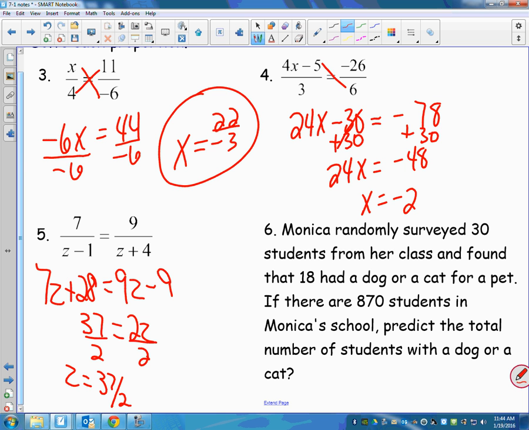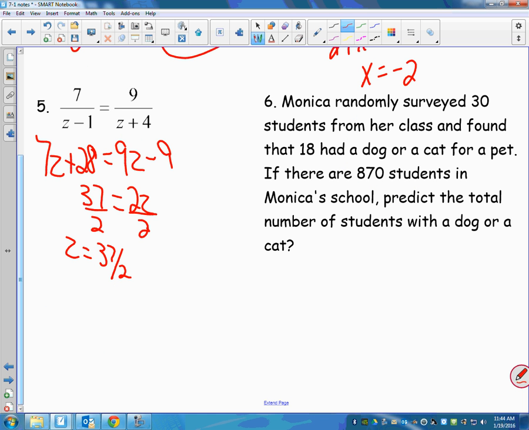Questions about those? Alright, what about this? Monica randomly surveyed 30 students from her class and found that 18 had a dog or a cat for a pet. If there are 870 students in Monica's school, predict the total number of students with a dog or a cat. This is what people do all the time in real life.